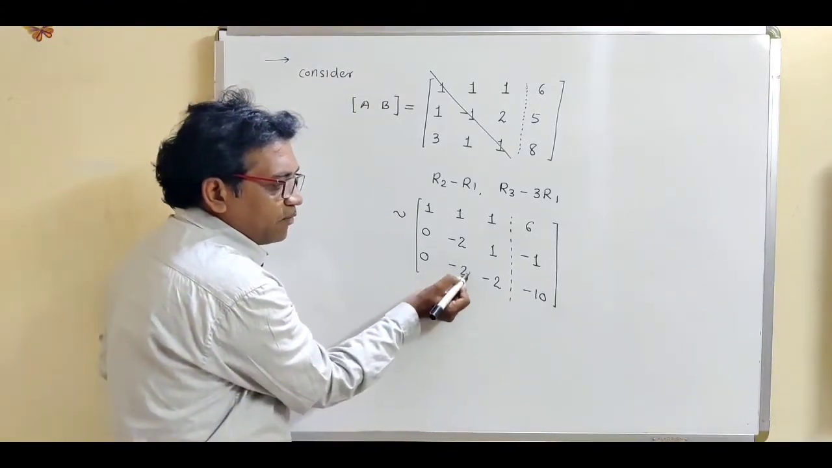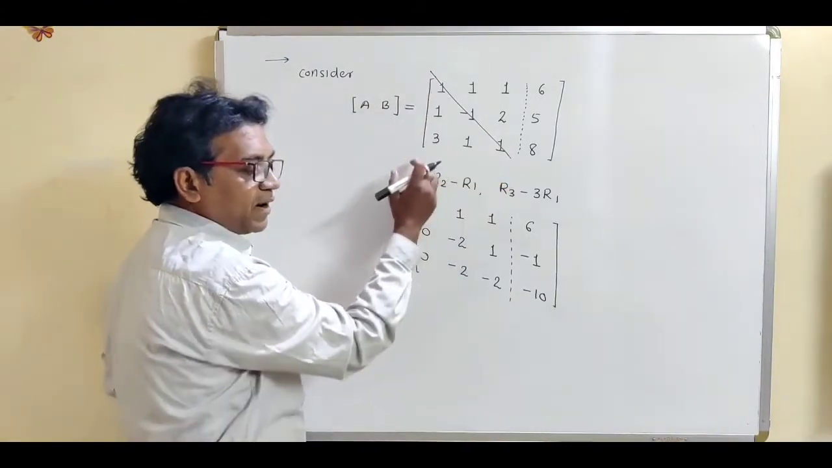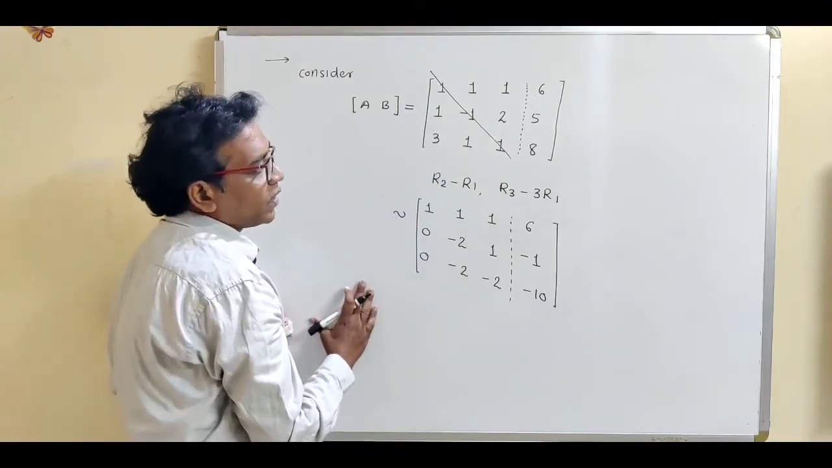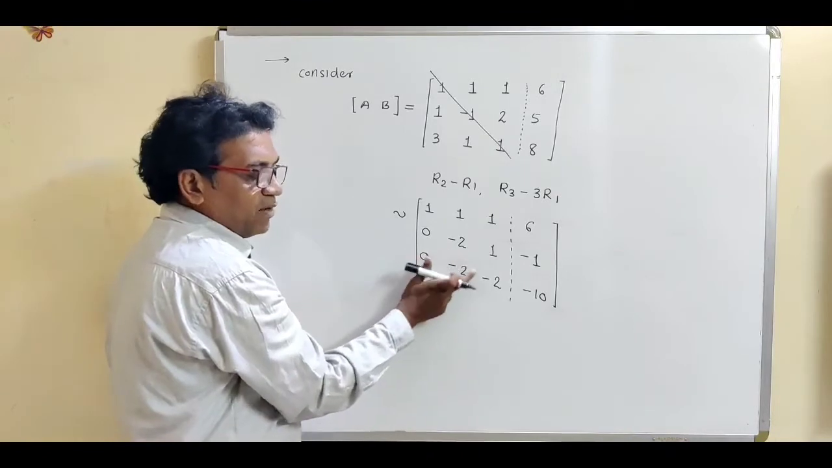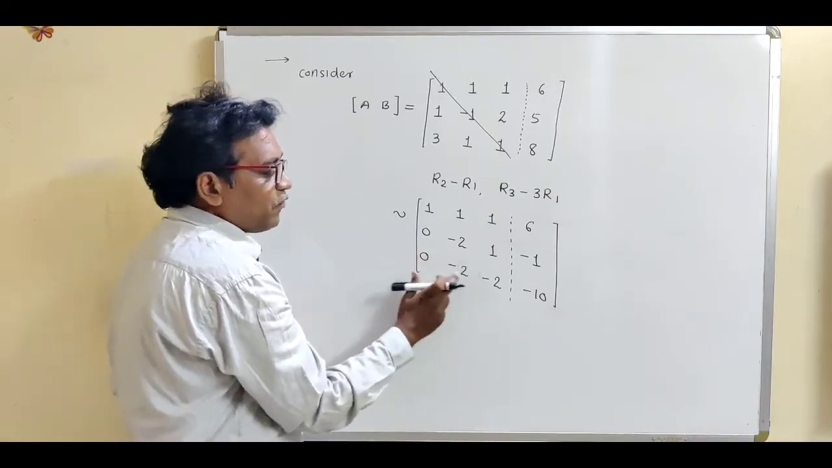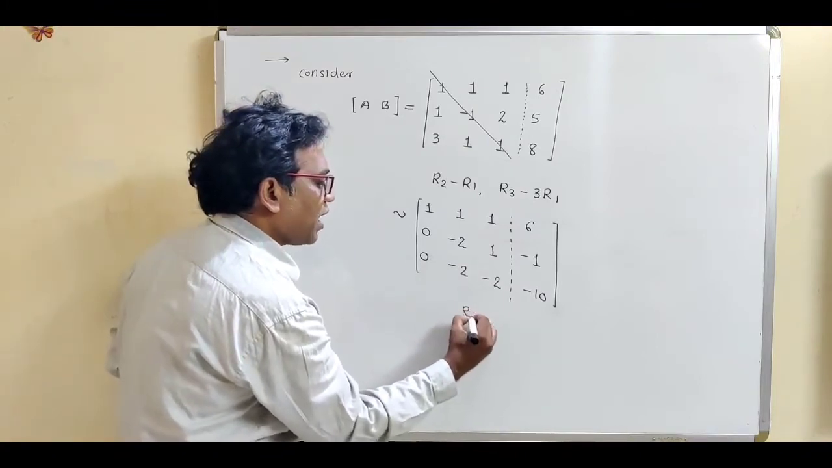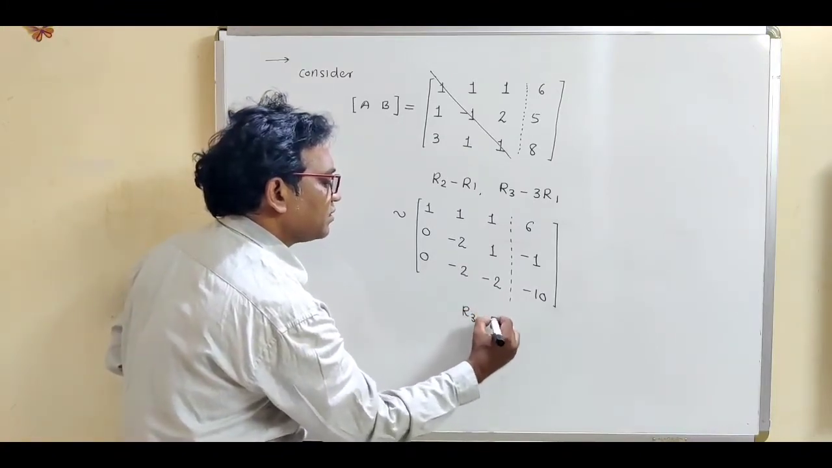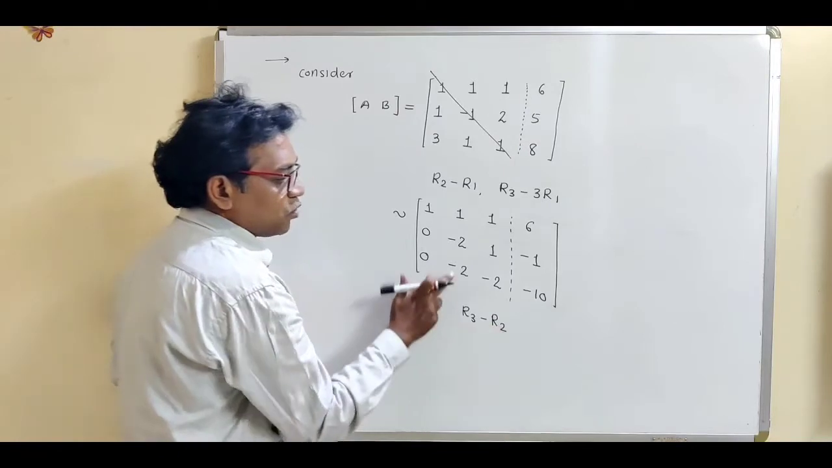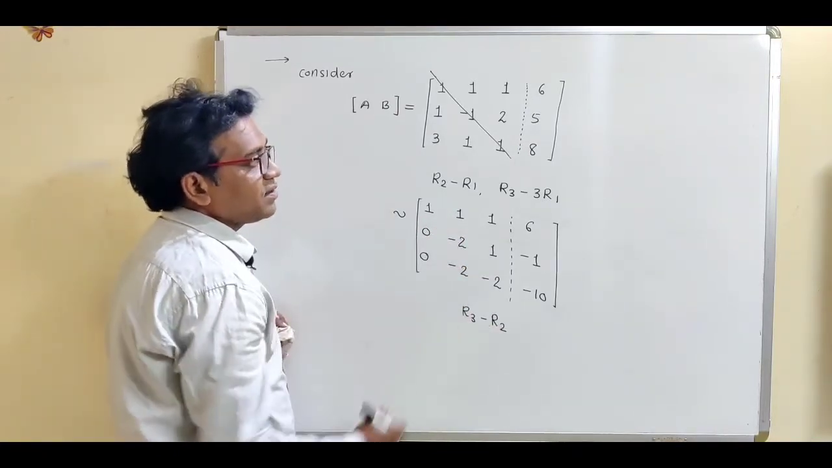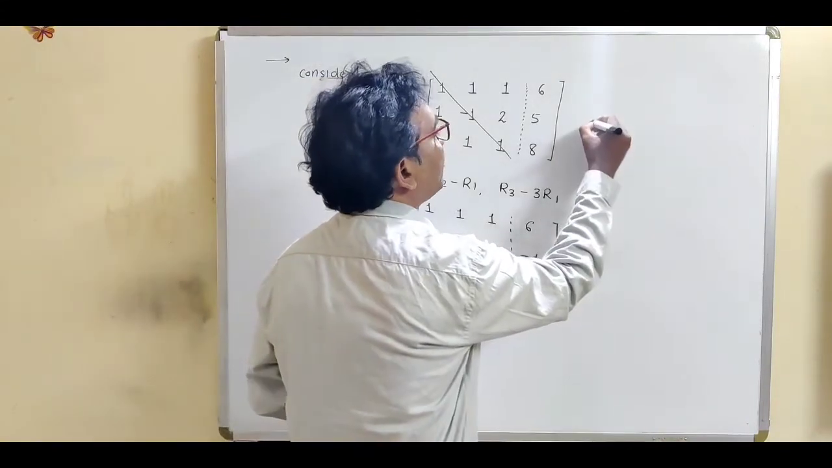Now make this element equal to 0. We have to reduce the matrix to the upper triangular form. So make now this element equal to 0. So again perform row operation. Now this is the third row position. So this is R3 minus R2. So minus 2 and minus minus become plus 2. So obviously that is the 0. So write down the equivalent matrix.